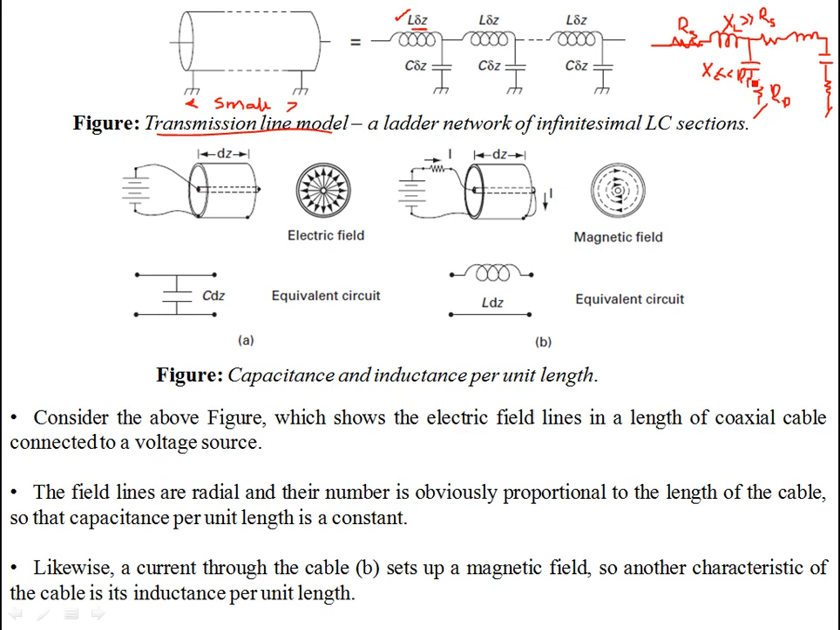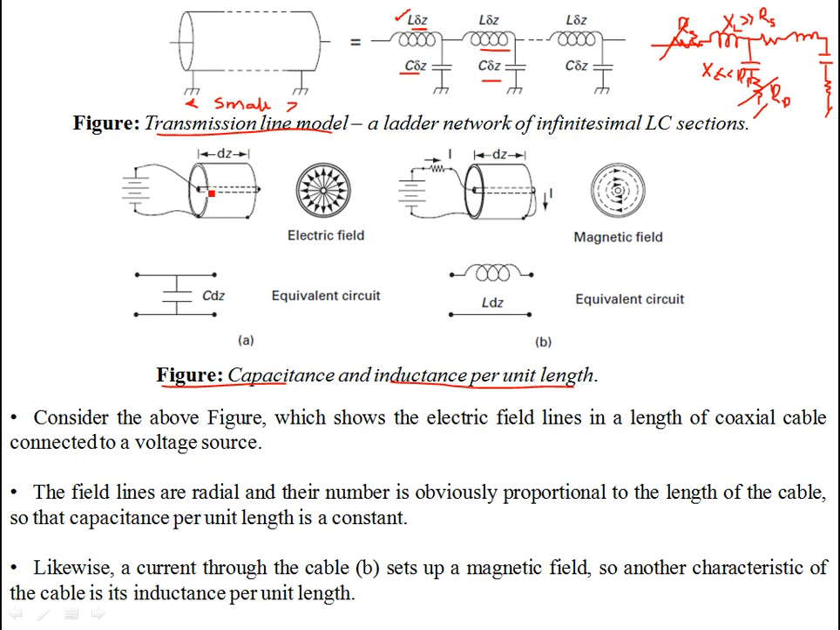So if you are going to ignore XC and you have RP, which is huge, you don't even need to consider the shunt parallel resistance. It's like an open circuit then. So you can ignore RP and RS. If you have a lossless transmission line, you can consider the distributed inductance and the capacitance in the shunt branch. So why do we have this inductance and capacitance? Well, the reason becomes evident if you consider this figure down here, showing capacitance and inductance per unit length.